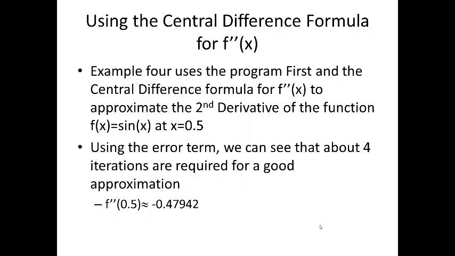So, the last example in this section uses the central difference formula for f double prime of x to approximate the second derivative of the function f of x equals sine of x at x equal to 0.5. And using the error term, we can see about 4 iterations are required for a good approximation, which is equal to minus 0.47942. The least error of 3.1 times 10 to the minus 9 was obtained at iteration 6. Approximate derivative formulas for higher orders can be obtained by using unequally spaced points, such as the Chebyshev nodes.